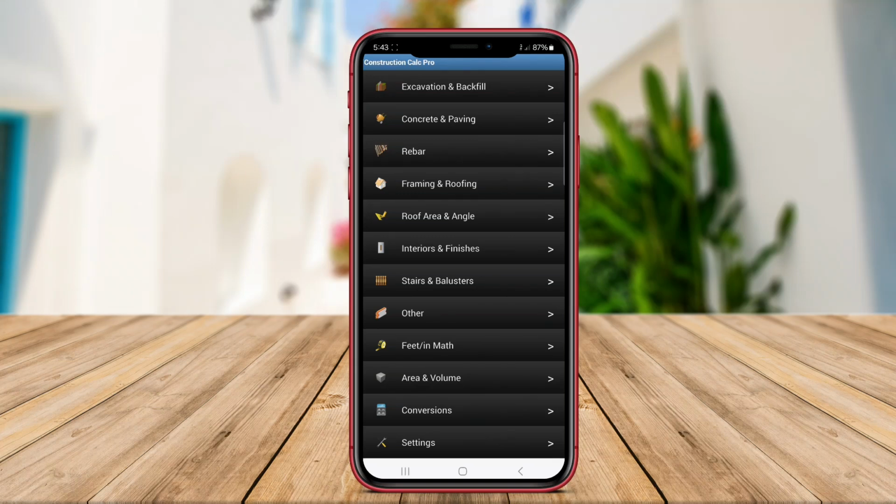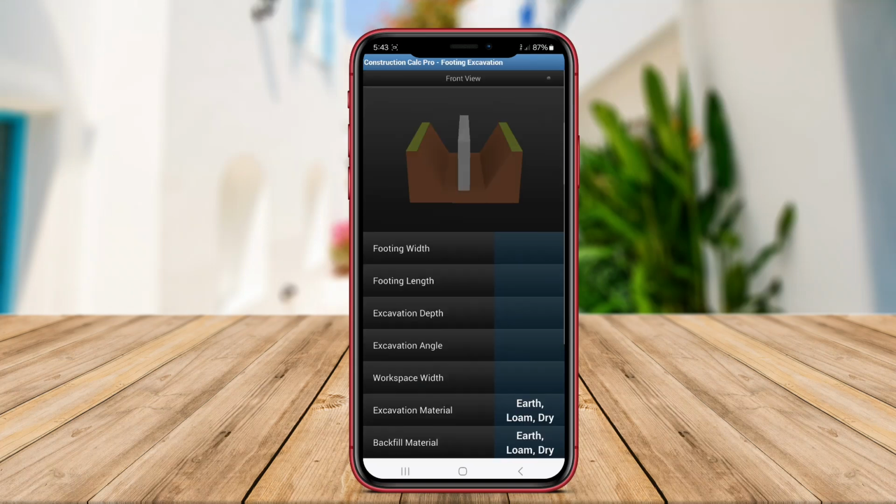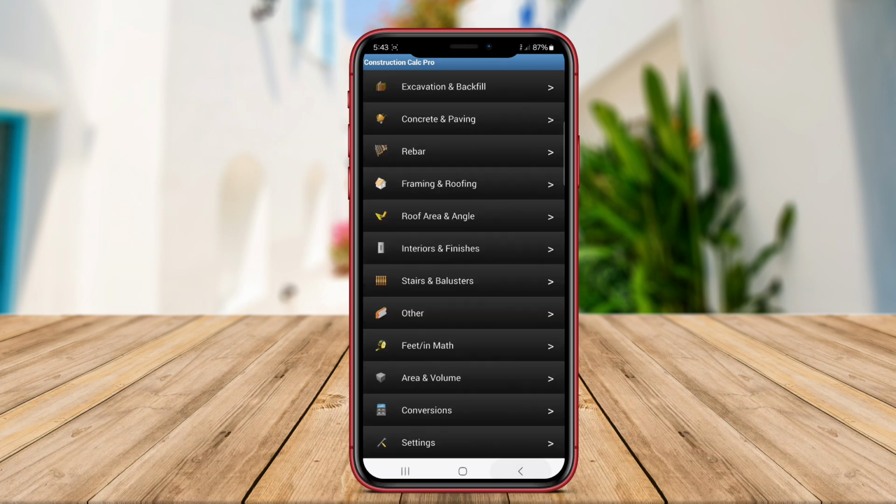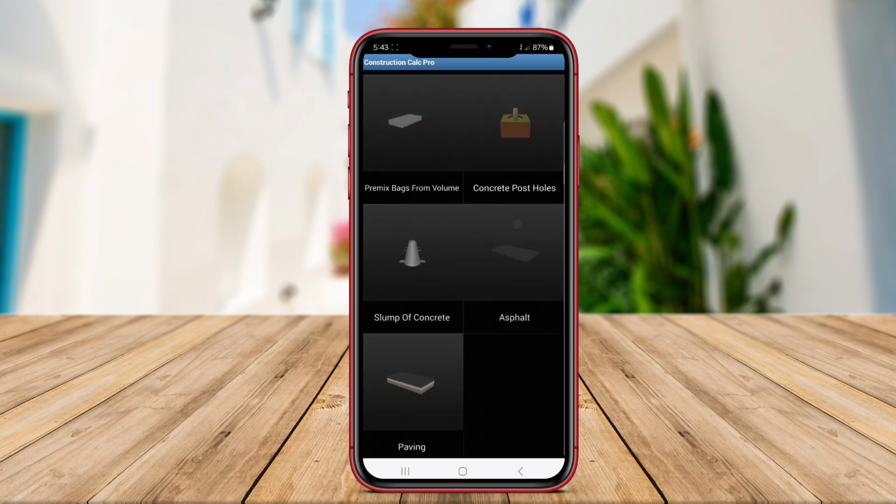Today, we're diving into the world of construction technology and exploring the best construction calculator apps for Android. Let's uncover how these apps can transform the way you approach your construction tasks.